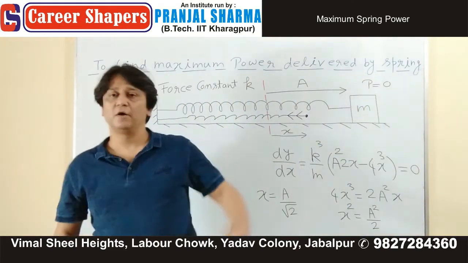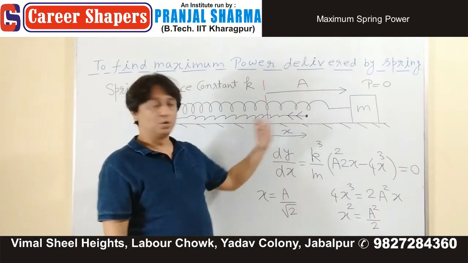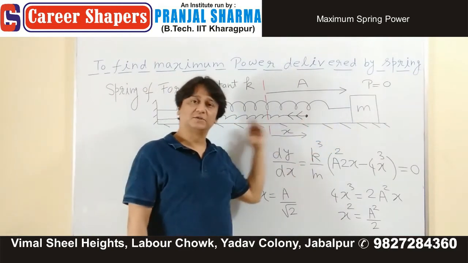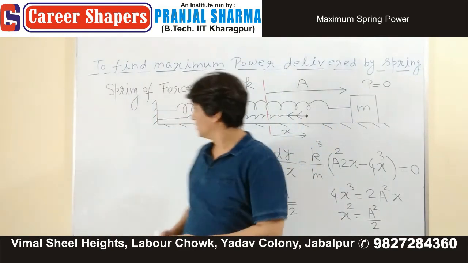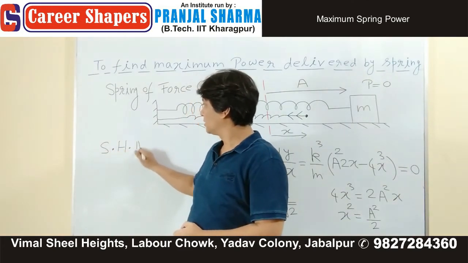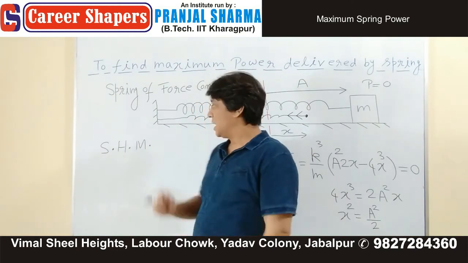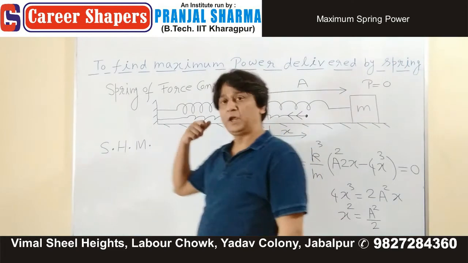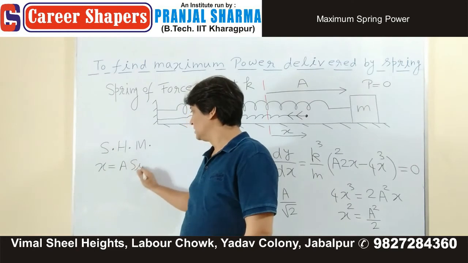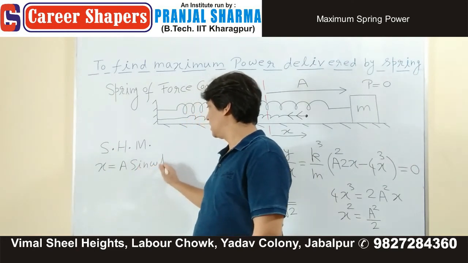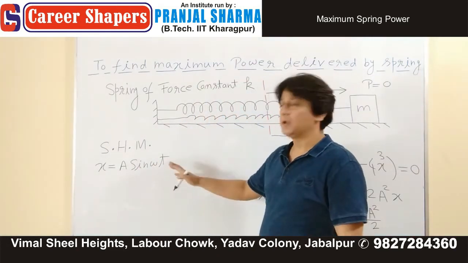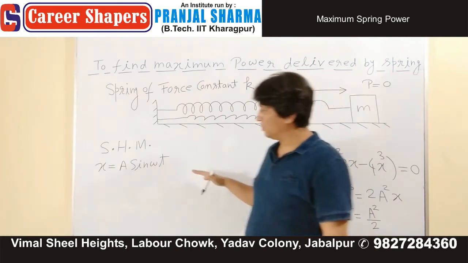Everybody who has the idea of simple harmonic motion knows that you release the object and then this object is going to execute simple harmonic motion. And for simple harmonic motion, we know that x is a sine omega t. And those who have no idea of simple harmonic motion will find it difficult; they don't know how we arrive at this.